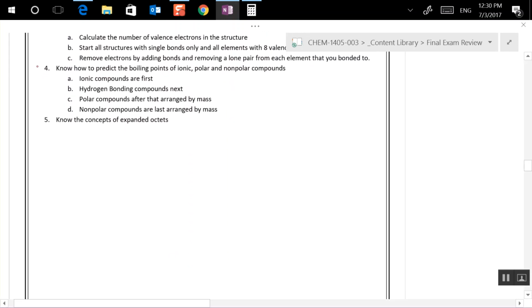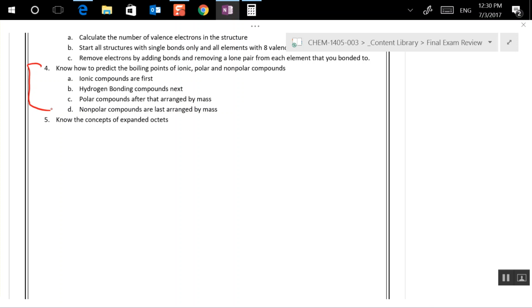Okay, so this is what we're talking about. Chapter 3, Part 4. Know how to predict the boiling points of ionic, polar, and nonpolar compounds. Okay? So there's these A, B, C, D groups when you're doing that, and they're in order of which ones would have the highest boiling temperatures and which ones would have the lowest. So if you're going to arrange something according to whether it's going to boil at a higher temperature than another thing, first thing you have to do is identify whether it's polar or nonpolar or ionic.